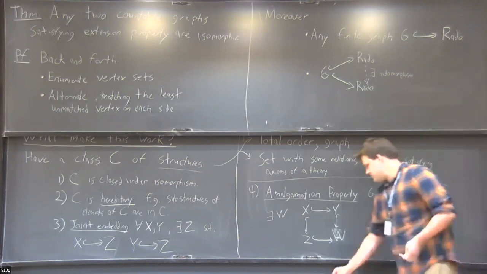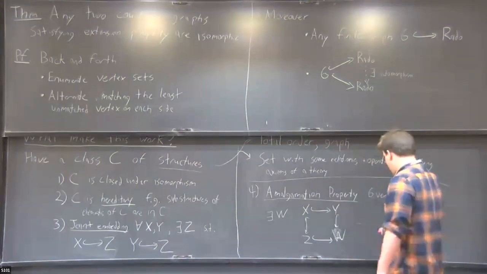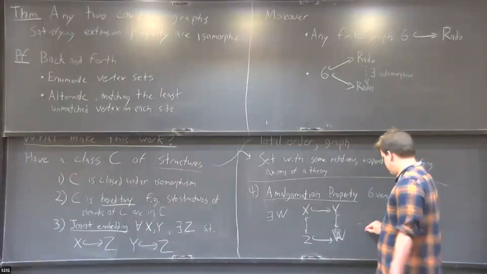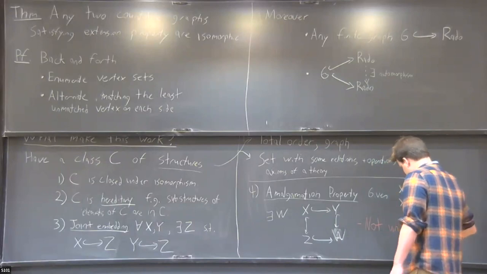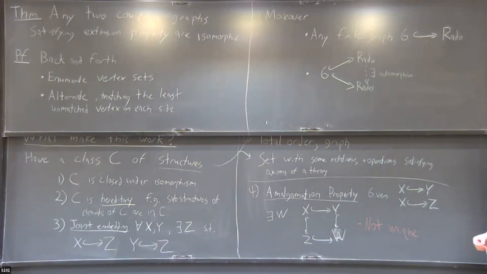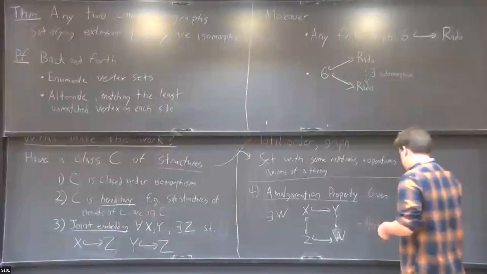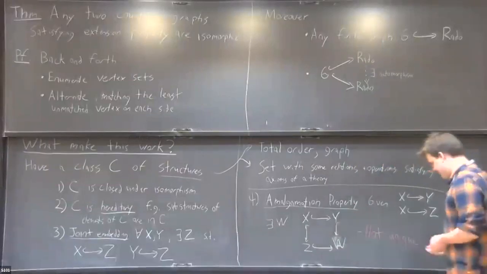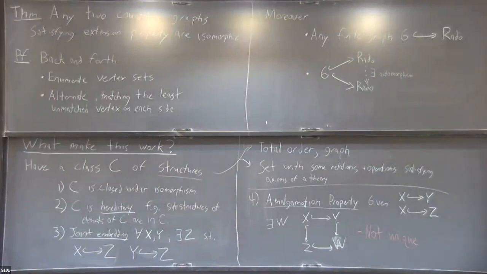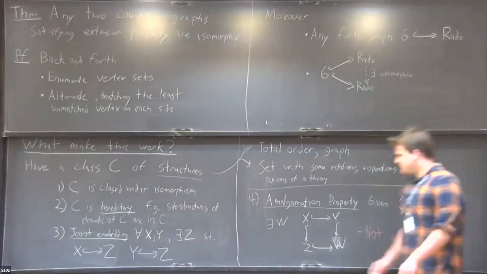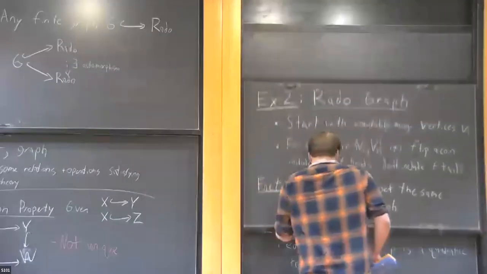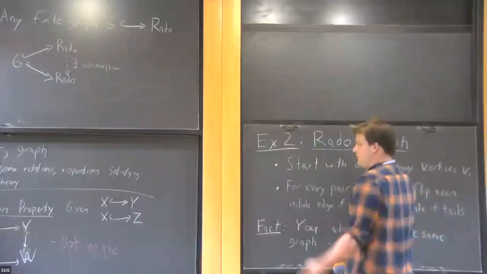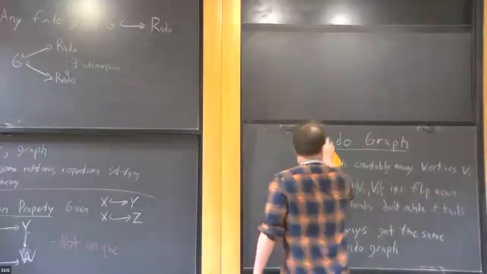And I want to maybe say a warning here. Typically, this will not be unique. So it's very tempting to think of this as some sort of push-out diagram or something, but that's not what we need. We just need that there is some way of extending it. So let me say what this looks like in an example.